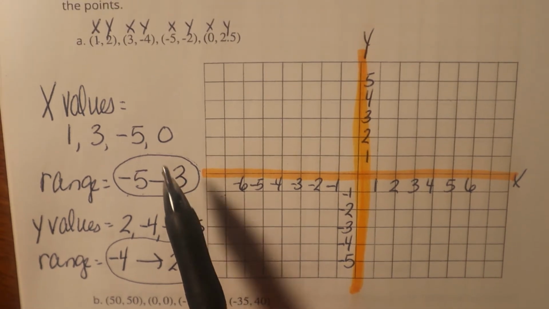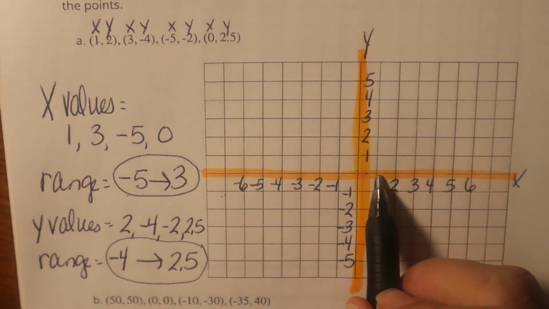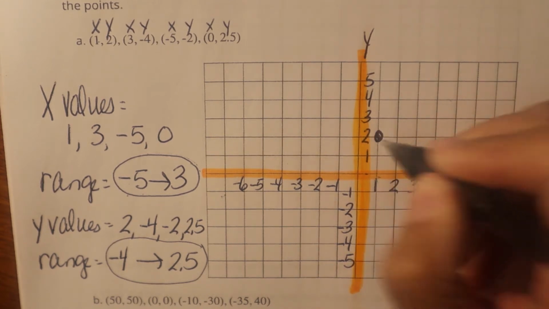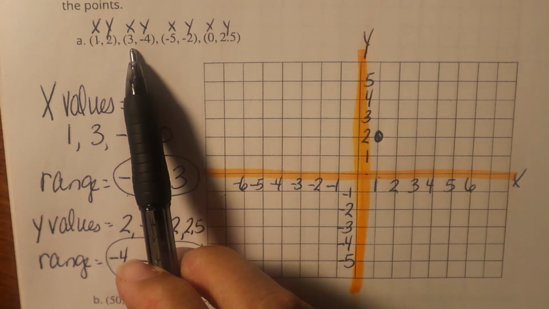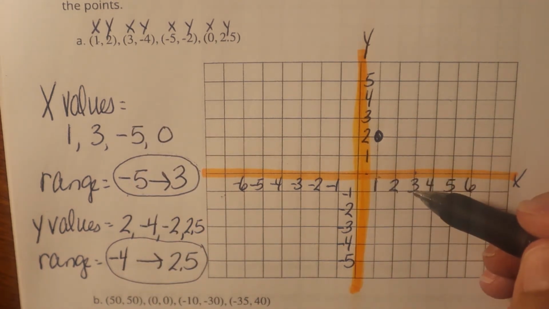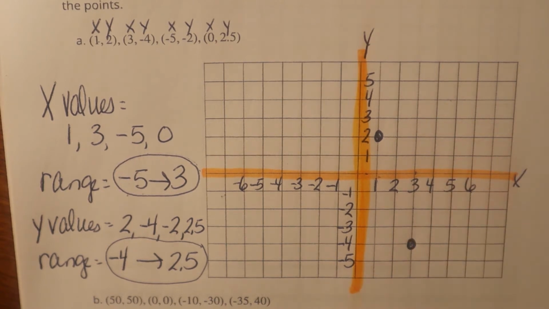Now I'll come back up here and I'll plot my ordered pairs. So the first one is +1, +2, so it's going to go right here. My next ordered pair is +3, -4: 1, 2, 3, and down -4: 1, 2, 3, -4. So that's down here in quadrant 4.